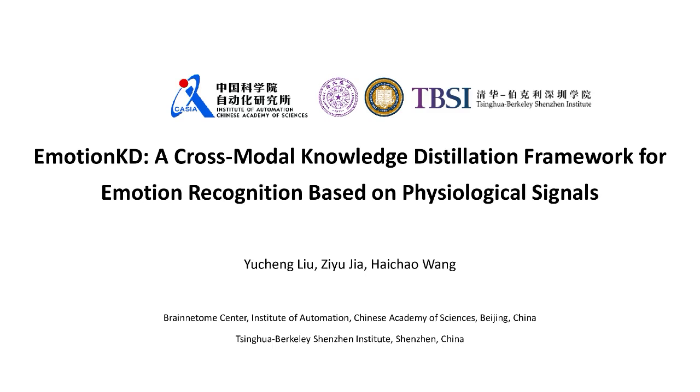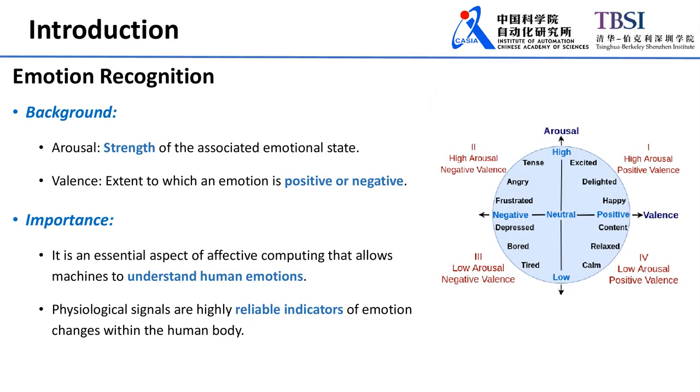We will be sharing our work, which is a cross-modal knowledge distillation algorithm called EmotionKD, a cross-modal knowledge distillation framework for emotion recognition based on physiological signals. Emotion recognition is the automatic classification of a human's emotion states through the acquisition of physiological or non-physiological signals. It is an essential aspect of affective computing that allows machines to understand human emotions.